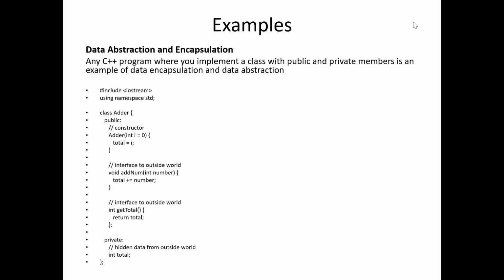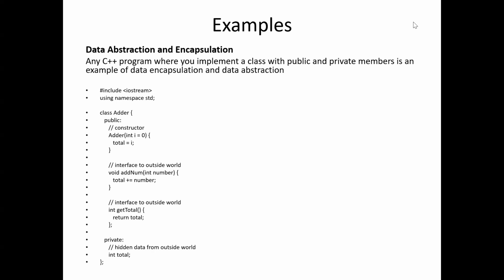Here, you can see the class Adder. Under the public section, we have Adder, which means the Adder function can be accessed outside of the class Adder. Also, we have another function called addNum. Here, the interface to the outside world is getTotal. The int total is mentioned here as hidden data from the outside world.